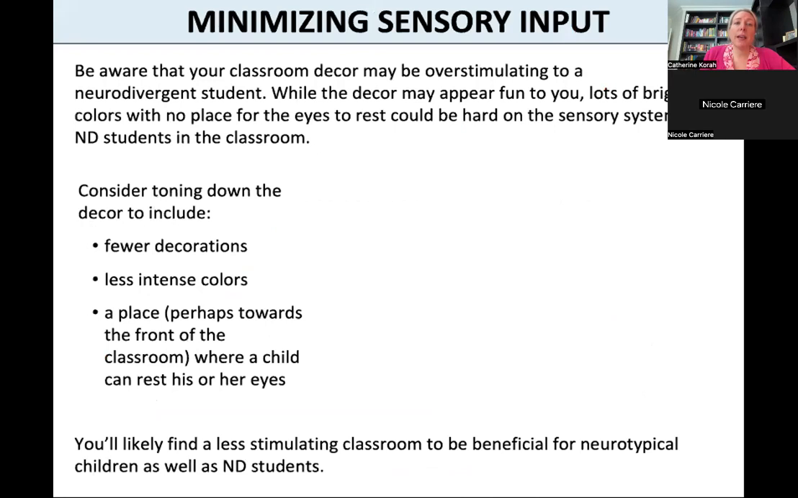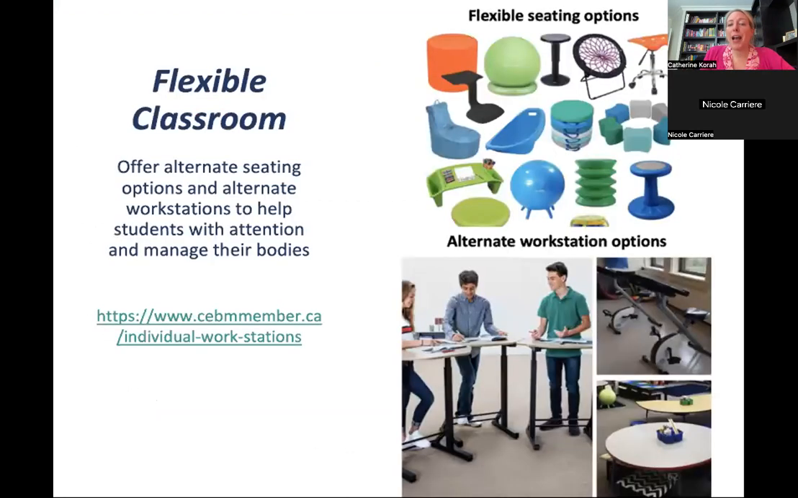And so examples, minimizing the sensory input in the space for the student to not overstimulate. So having fewer decorations, less intense colors. I mentioned that already. Also, in terms of having flexibility in the classroom, many students can't stay seated for long periods of time. They need to potentially stand up to work or to have a different type of seat. And so to be able to honor that and to offer that to different students.